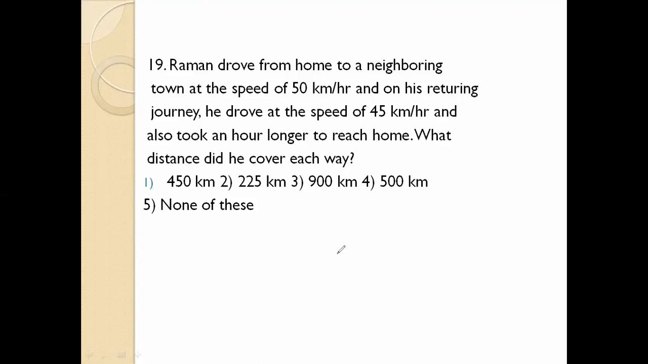Here, this is the go and return case. In this case, product of speeds divided by difference of speeds into time difference. Time difference is how much? 1 hour. 5 1s are 5, 5 10s are 50. 10 into 45, 450 kilometers. Option number 1 is the right answer.